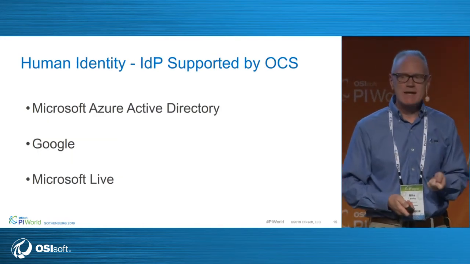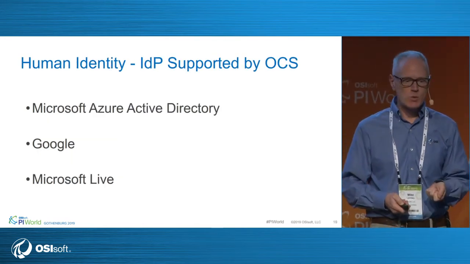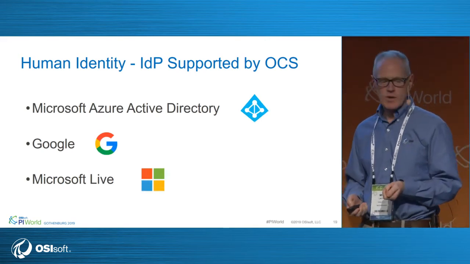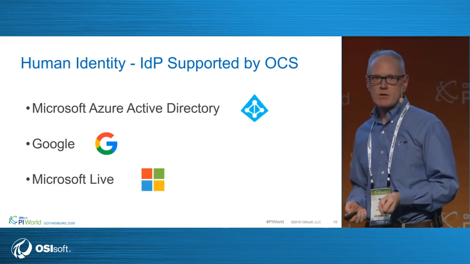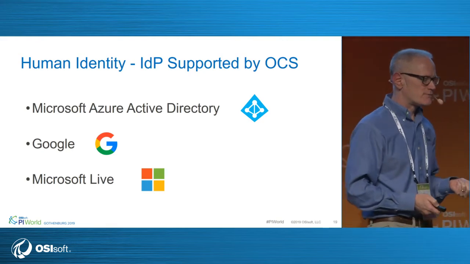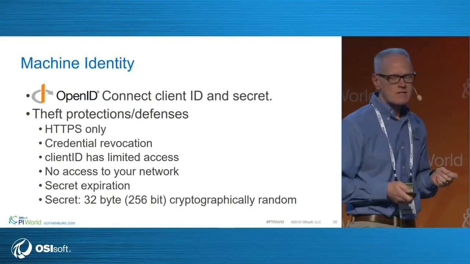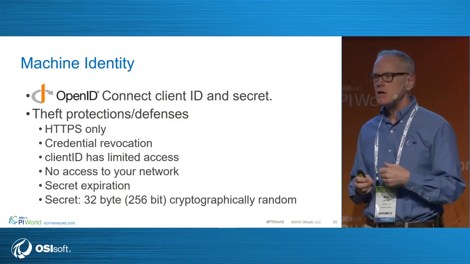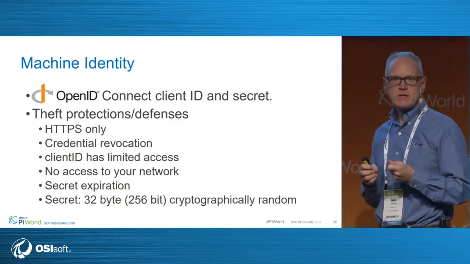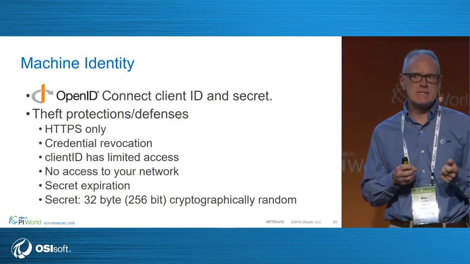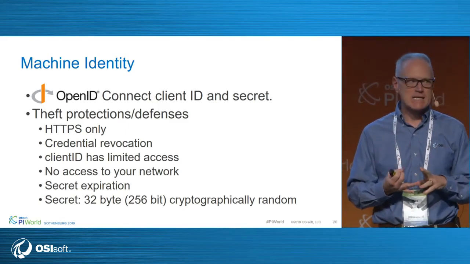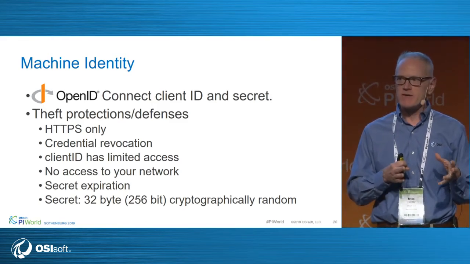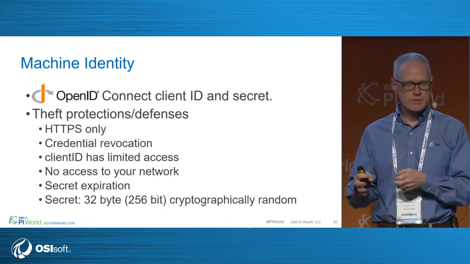Now, the human identity providers that we currently support are Azure Active Directory, Google, and Microsoft Live. Now, I'm going to focus in now on machine identity, which is a little bit different. Here we are using the current standard from OpenID Connect of a client ID and secret. Now that is effectively just a username and password.